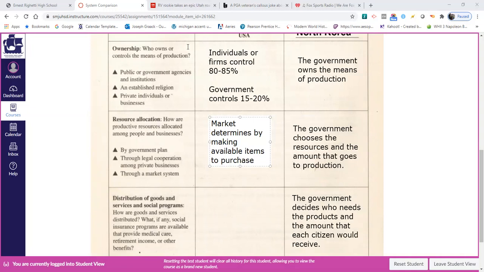All right. And then lastly, distribution of goods and services and social programs. In this country, how is that done? The individuals pay for them and then they receive them. Yes. Most likely, it is going to be individuals.